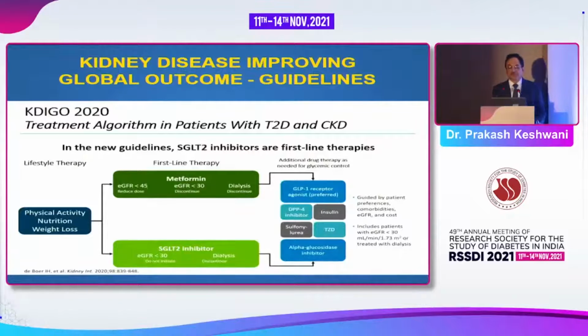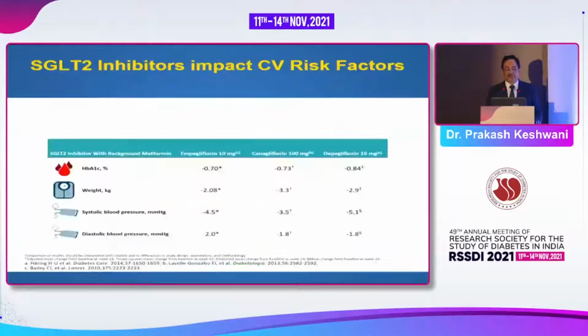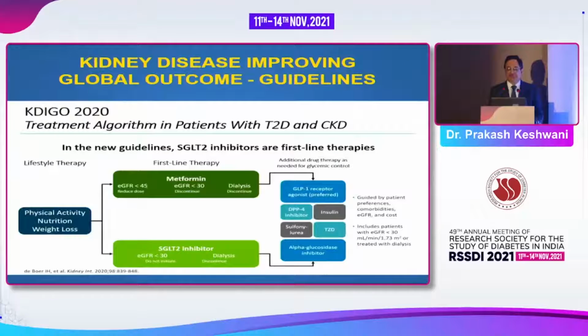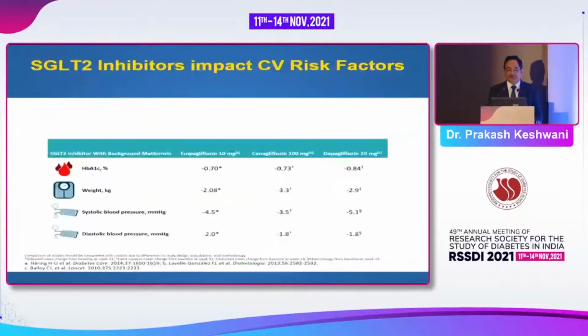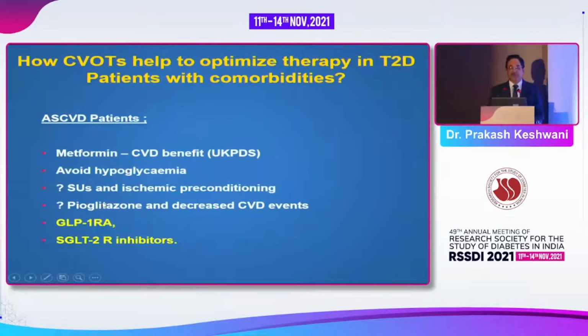Kidney Disease Improving Global Outcomes guidelines suggest that in patients who have type 2 diabetes with diabetic kidney disease, SGLT2 inhibitors are the first-line therapies because there is a positive effect on nephropathy, and renal outcome is improved with the use of the SGLT2 inhibitors. SGLT2 inhibitors have also been found to cause various other beneficial effects like improvement in HbA1c, weight loss, and decrease of the blood pressure. They particularly cause decrease of heart failure.